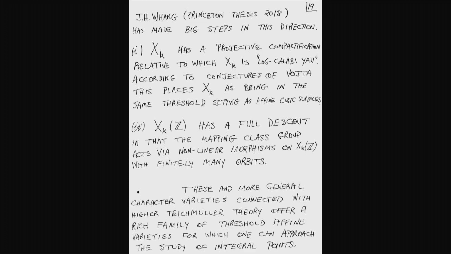So the first question is, are we in a situation where Vojta's conjecture should say that we are a threshold situation? And the answer is yes. This relative character variety, he proves, is log Calabi-Yau.